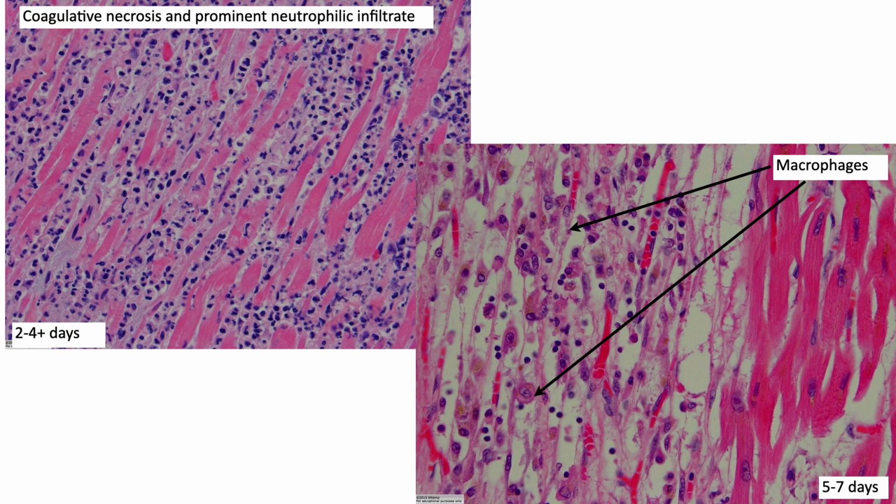Then the bottom right, these are macrophages. You can see to the right of it, cardiac myocytes that are all preserved. Those are completely histologically viable. But to the left of it, the myocytes have all died. So everything has come in and cleaned them up, and all that's left are the macrophages. So this will be around 5 to 7 days.